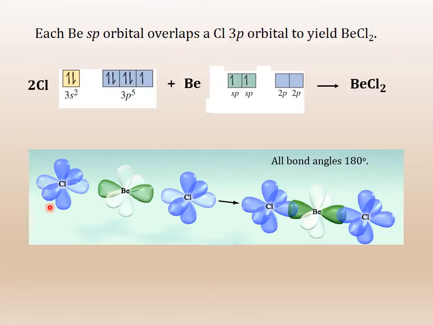Okay, so here is chlorine, here is beryllium with the hybridized orbitals. Here's the overlap happening, and then you have the two chlorines on either side. Bond angles here are 180 degrees, because the shape is linear as we talked about before.